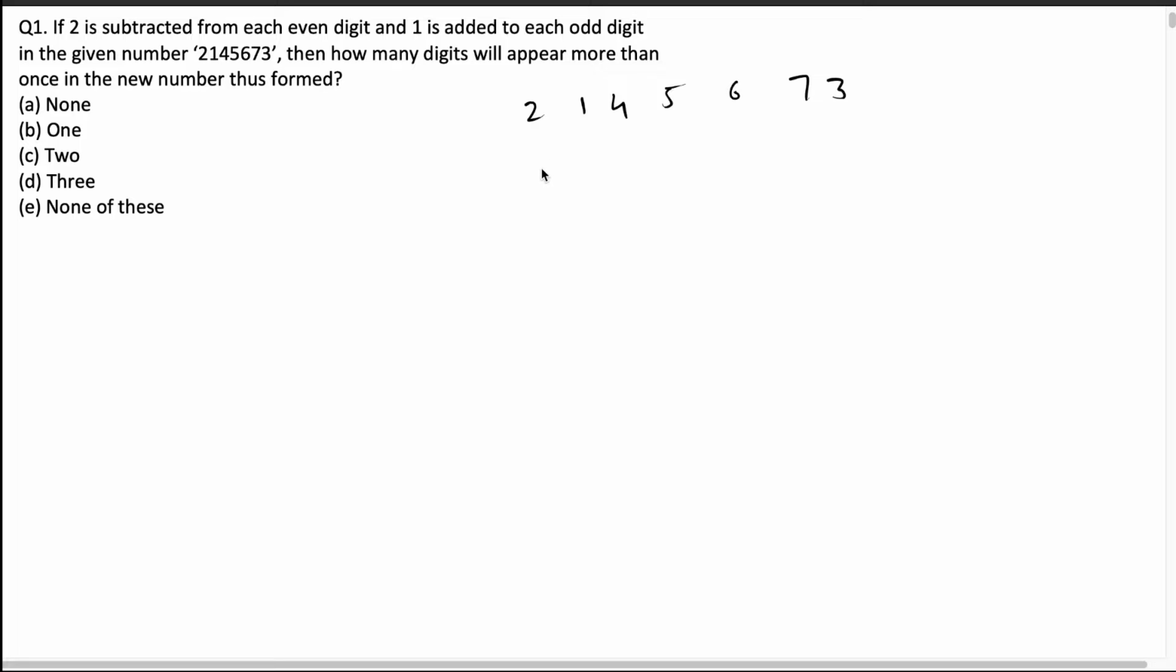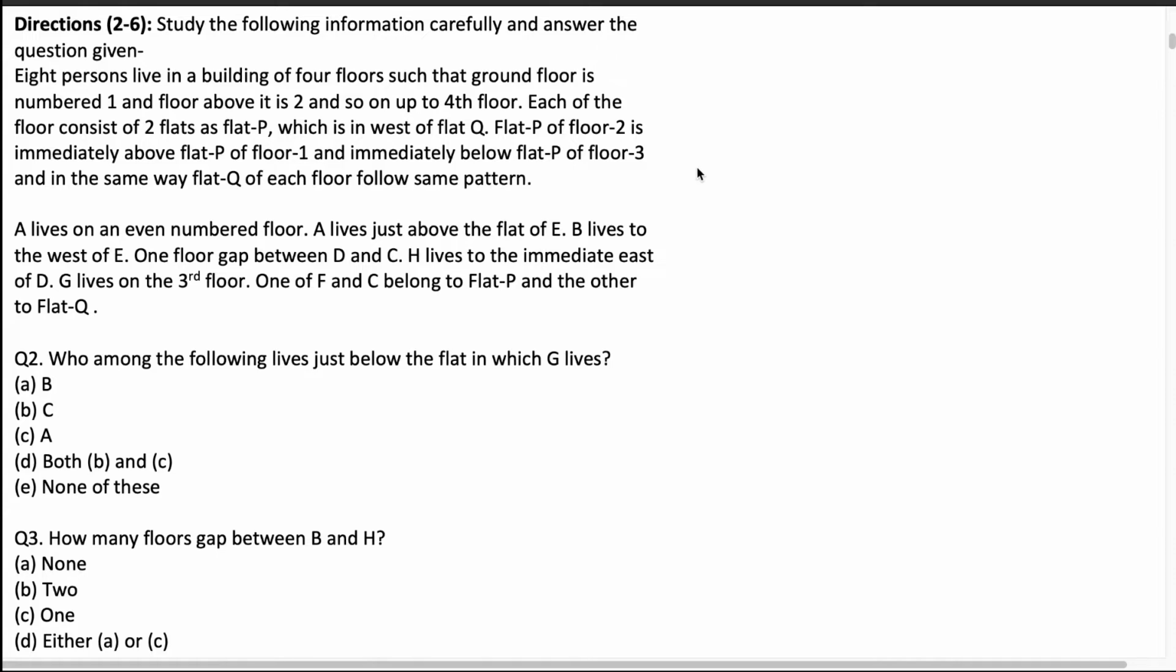That becomes 2 minus 2 will be 0, 4 minus 2 will be 2, 6 minus 2, 4, and 1 is added to each odd digit. Therefore 1 plus 1 is 2, 5 plus 1 is 6, 7 plus 1 is 8 and 3 plus 1 is 4. So 2 will appear twice and 4 will appear 2 times. How many digits will appear more than once in the new number formed? Option C, 2. Let's look at the next set of questions.